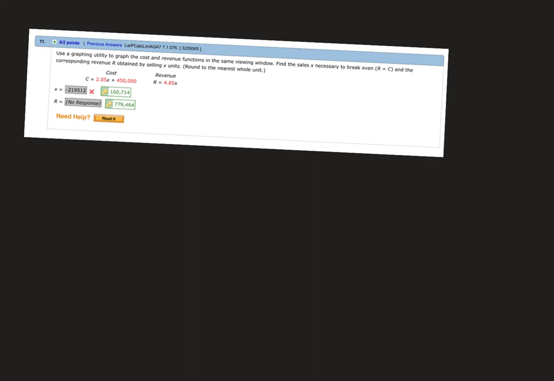Number 11 said use the graphing utility to graph the cost and the revenue in the same window and then find the sales necessary. So we're doing the same thing. We would do y equals 2.05x. Wait, so that was the answer for the other one? Yep. You don't have to plug it back in, right? It didn't want the cost or the revenue, it just wanted the amount of units. And y equals 4.58x.